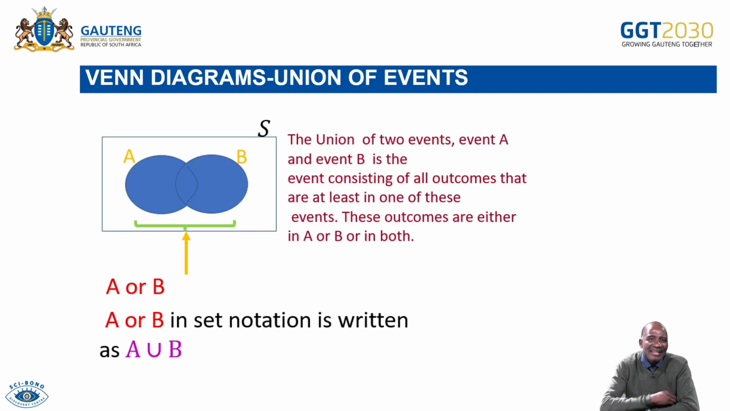Then the next region that is shaded there is a combination of A and B, which is what we call a union. The union of two events, event A and event B, is the event that consists of all outcomes that are in at least one of these events. These outcomes are either in A or in B or in both. That's why we have shaded both. So we are taking A and B and putting them together. This is the same as saying we have class A and class B.